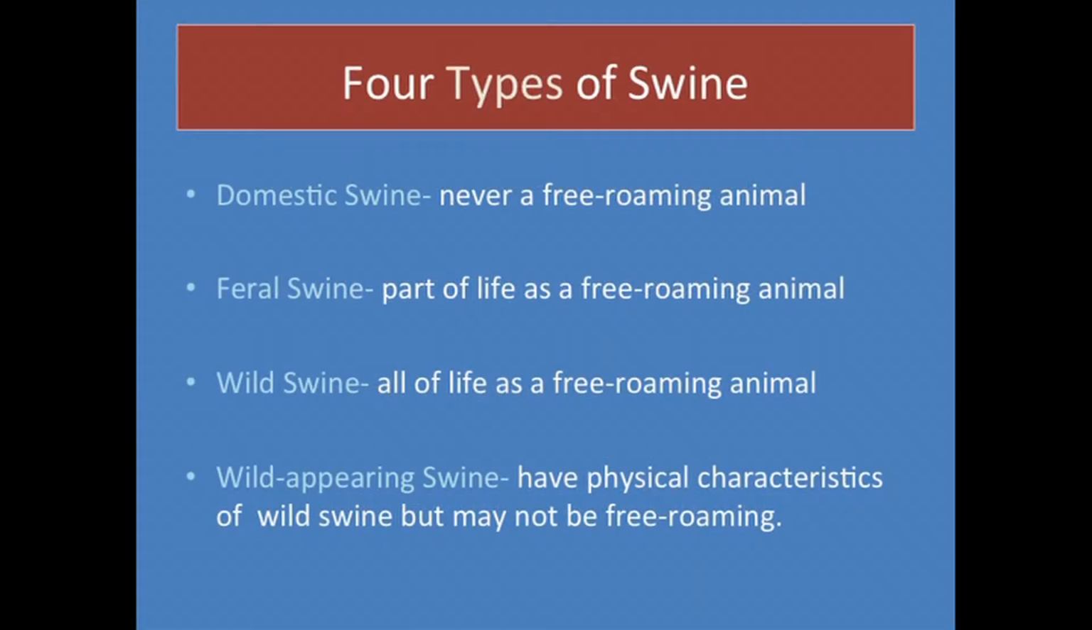There are 4 types of swine. Domestic swine have never been free-roaming animals. They have always been in captivity. Feral swine have spent part of their lives as free-roaming animals. Wild swine have spent all of their lives as free-roaming animals, and wild-appearing swine have physical characteristics of wild swine but may not be free-roaming.